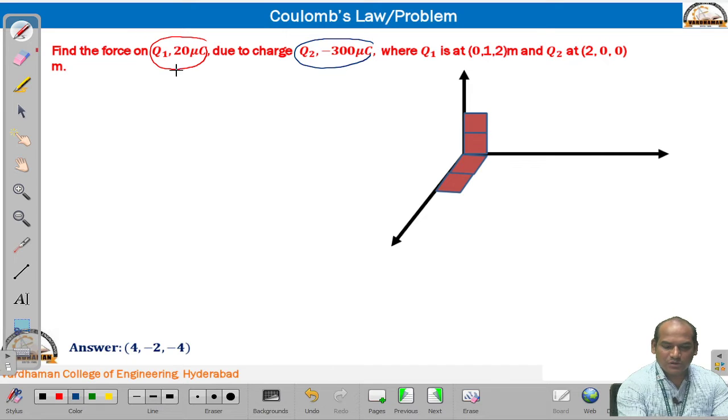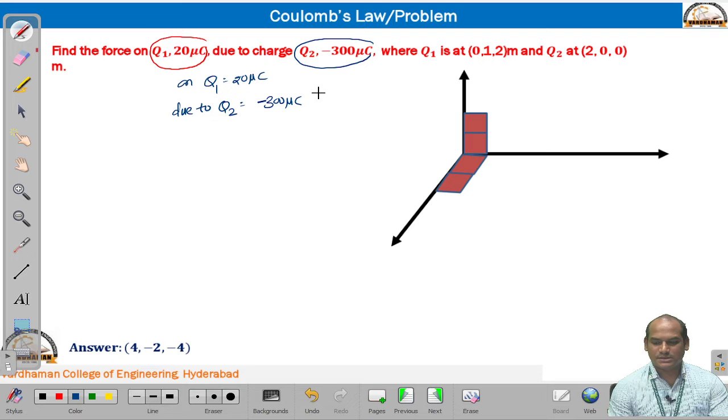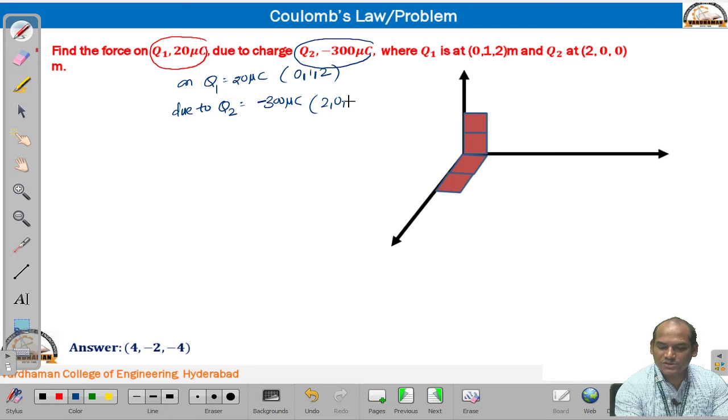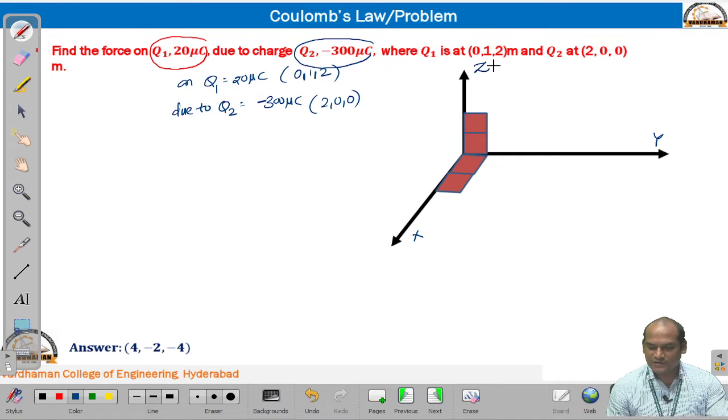Okay. So, on charge Q1 we have to find the force, where Q1 is equal to 20 microcoulomb, due to the charge Q2, that is equal to minus 300 microcoulomb. Micro means 10 power minus 6, and Q1 is located at (0, 1, 2), Q2 is located at (2, 0, 0). So, we will see how these two charges are positioned in space.